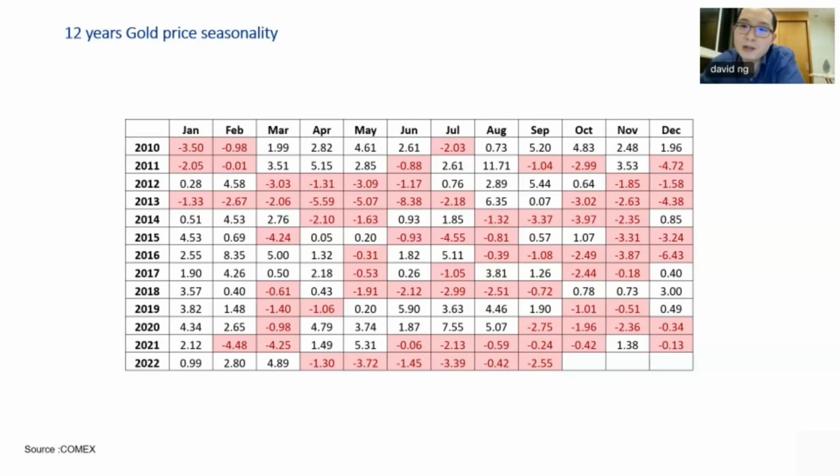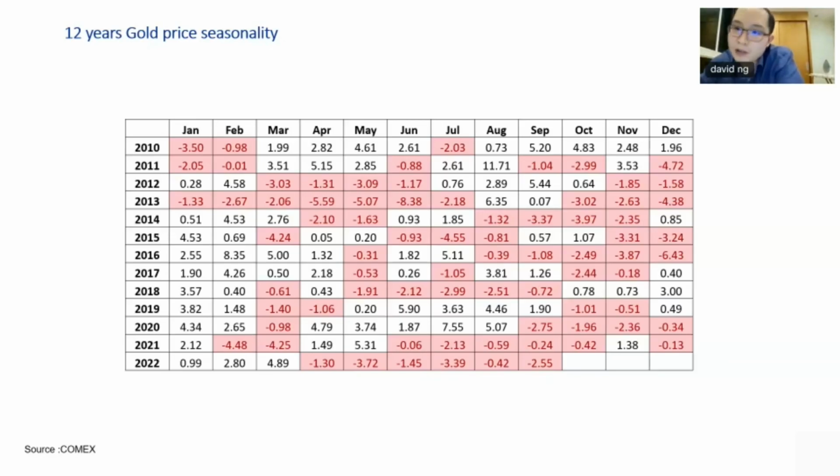Chinese Lunar New Year usually happens at the beginning of the year. Like I mentioned earlier on, China is a very big player in gold jewelry demand. So normally, at the beginning of the year, you have the Lunar New Year, and generally their demand will increase. That explains why, at the beginning of the year, you normally start to see gold prices tend to be a bit more positive. So that's how we look at seasonality.